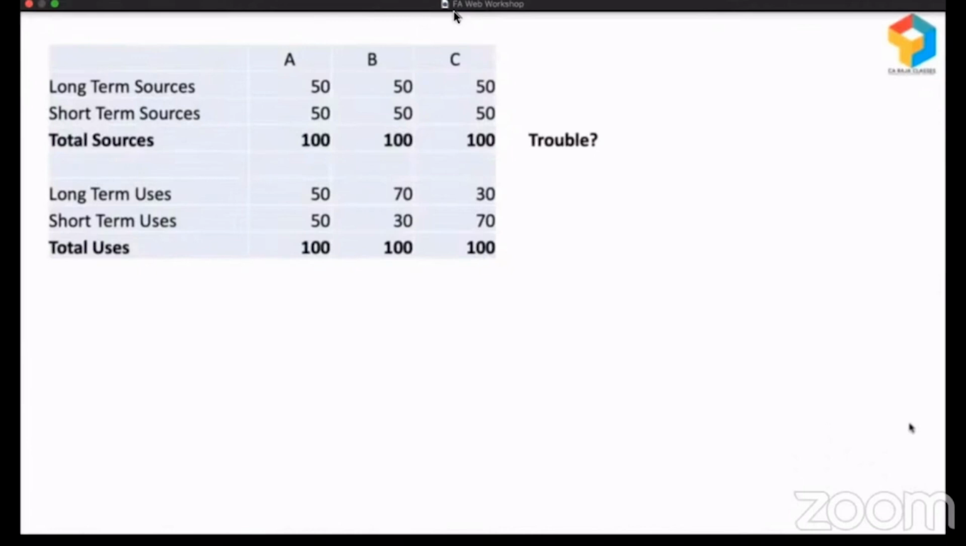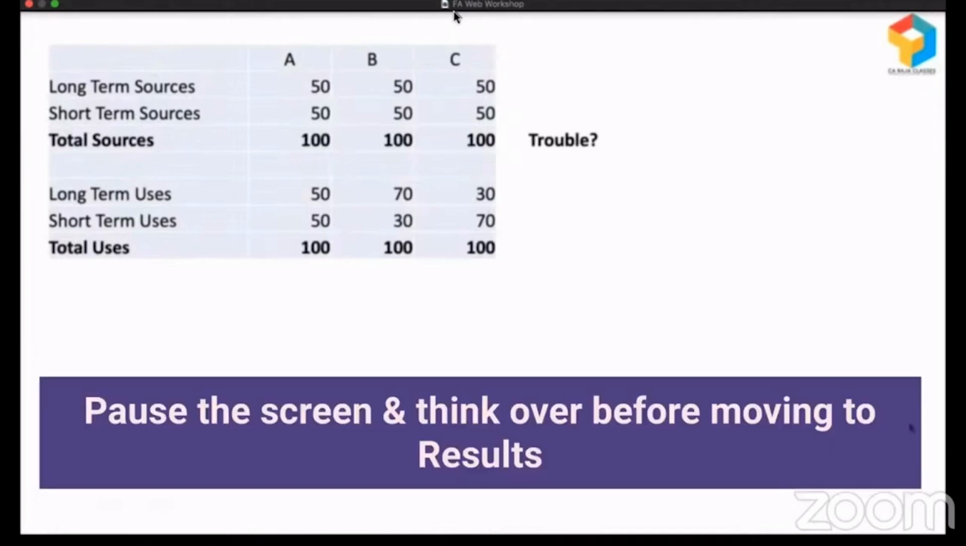Company A, they've raised long-term funds of 50. They've raised short-term funds of 50. So total of 100, of which 50 is used for long-term, 50 is used for short-term. Company B also raised in the same pattern, but of which 70 is used for long-term and only 30 for short-term. And C raised in the same pattern, but of which only 30 is used for long-term and 70 is used for short-term. So you have to tell me which company is in trouble.